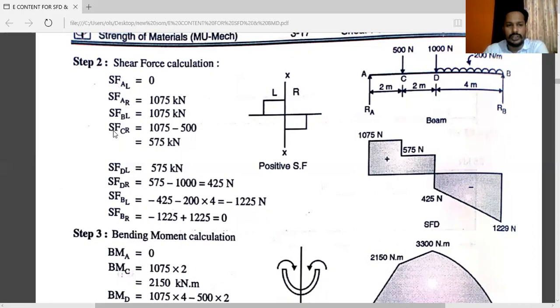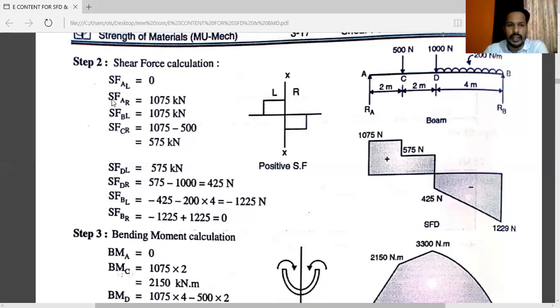Again for C, shear force at point C just to the right, shear force at point D just to the left, shear force at point D just to the right, shear force at point B just to the left, shear force at point B just to the right. See the sequence A, C, D, and B. Just to the left, just to the right, for each point.